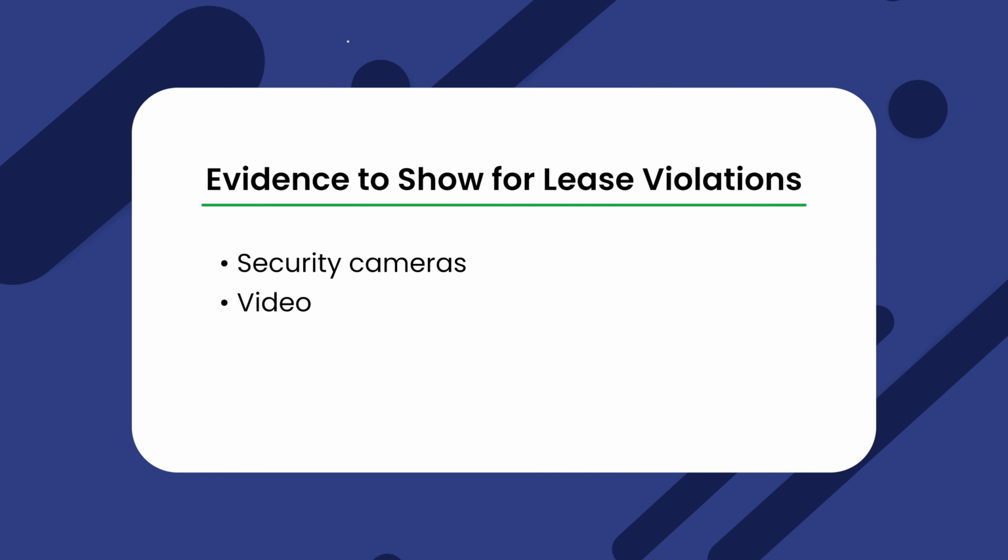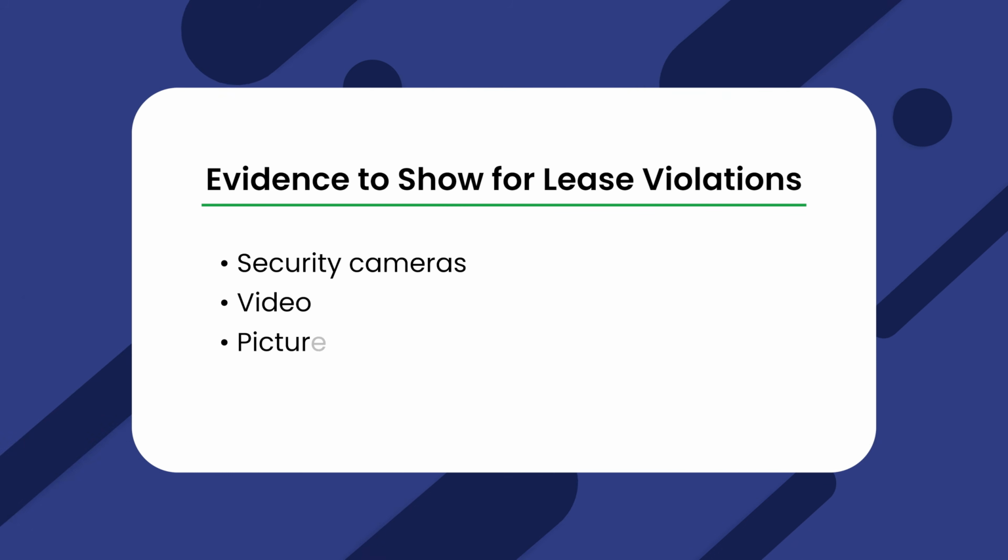Video. If you didn't catch them in the act, the best thing is to record a video with your phone of any damages or the lease violation, which could be used in the court case in your favor. Pictures. They say a picture is worth 1,000 words. In this case, a picture could be worth thousands of dollars. Even if you take a video, it's important to show the judge any pictures too, as it's usually easier to see by email or printed.